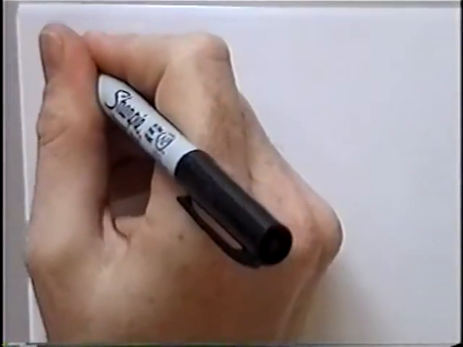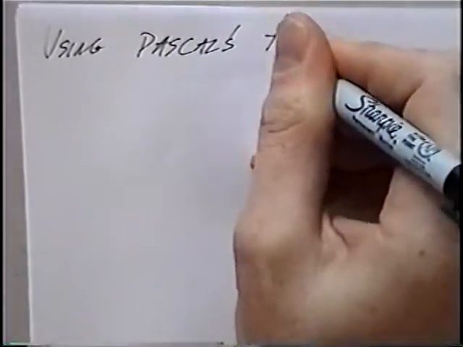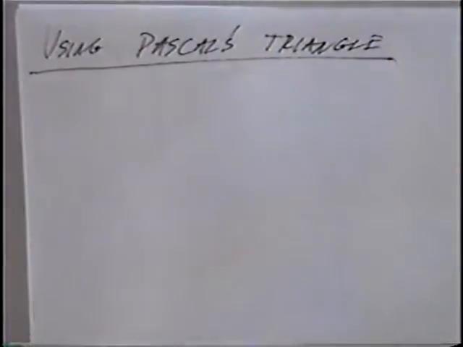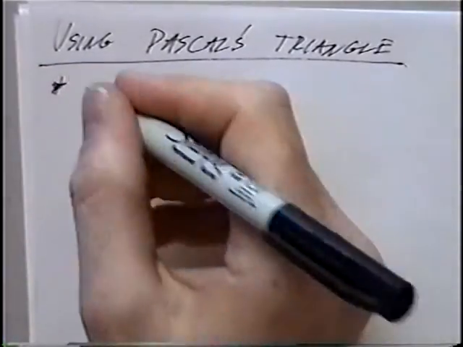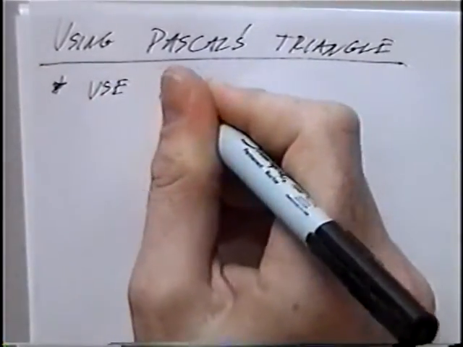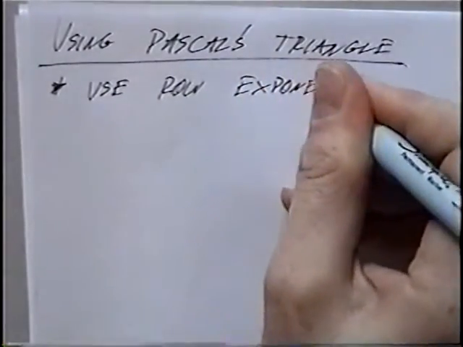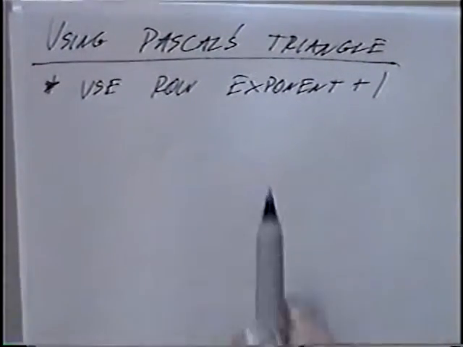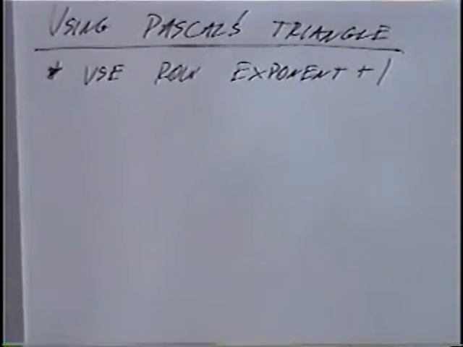Section we'll use Pascal's triangle for is titled Using Pascal's Triangle. The definition for this one is we will use row exponent plus 1. So in these questions, whatever the exponent is, we'll add 1 to that, and that's the row that we'll use for Pascal's triangle.